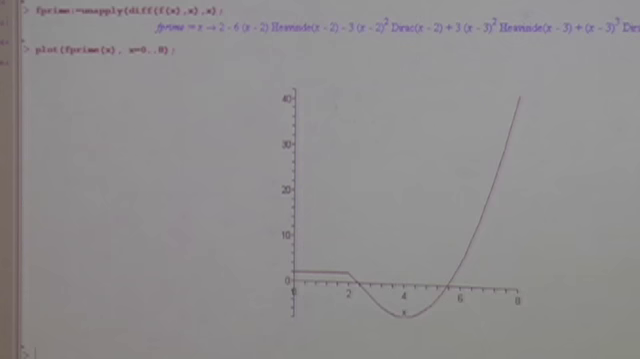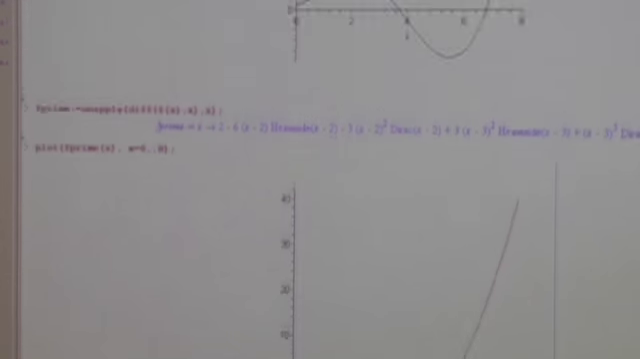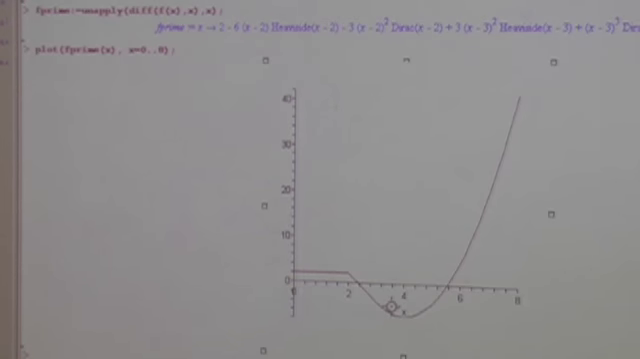Constant, linear in this piece, and then quadratic. But it's still continuous. This will only have one continuous derivative because I had a squared term, right? Okay. All right.